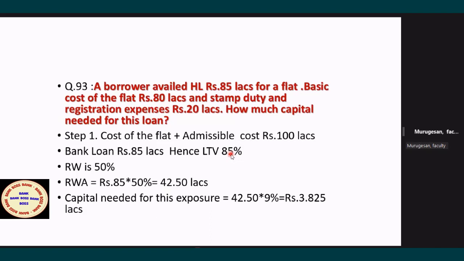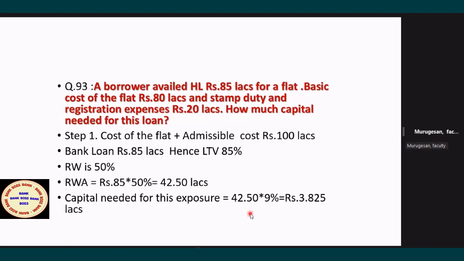Unless we know the 85, we cannot apply the risk weight because the risk weight is dependent on LTV. Agreed, madam? So the LTV 85 means risk weight is 50%. If the LTV is less than 80, the risk weight will be 35%. So 85 into 50, 42.50 is the risk weight. Though the loan is 85, because of 50% it is 42.5.